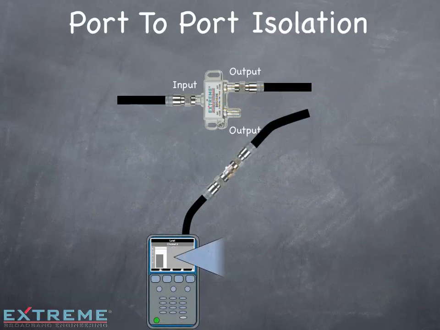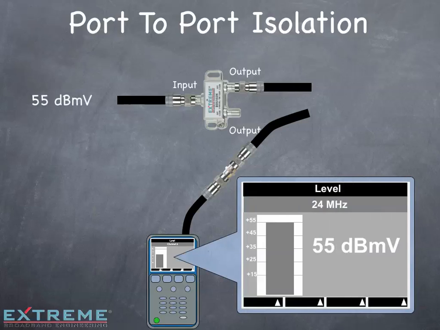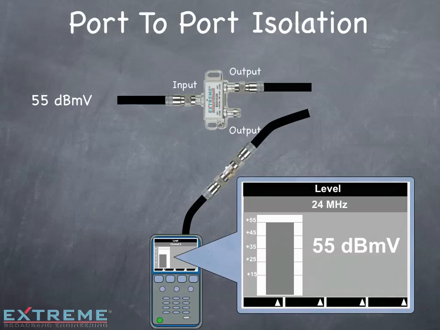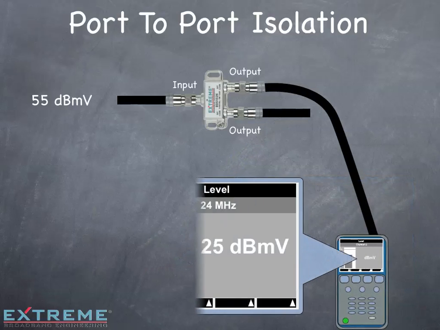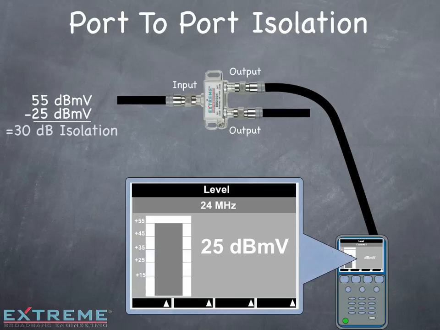Here we're measuring a return signal of 55 dBmV at 24 MHz coming into one of the output ports. Next, we'll measure the amount of signal that is present on the other output port. In this example, we're measuring 25 dBmV, so the port-to-port isolation is 30 dB.